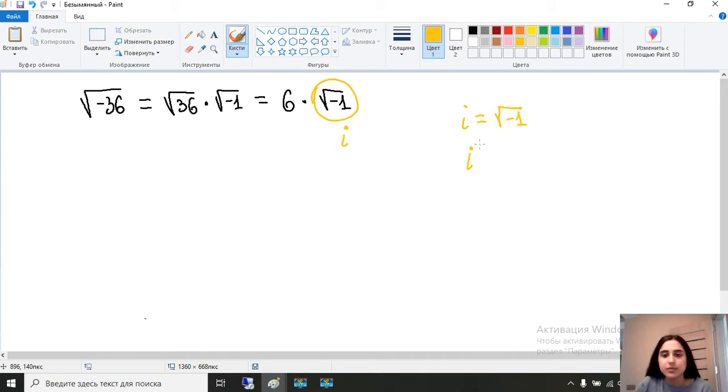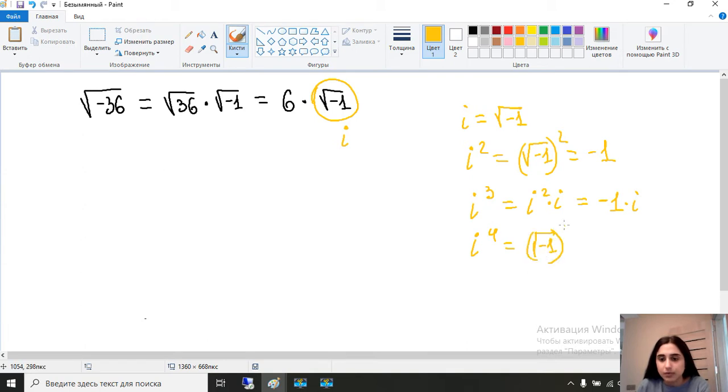From here I may find i squared, which is the square root of negative 1 squared, so just negative 1. Then if I have i cubed, because I have an odd power, I need to express it first with the even one. So this will be i squared times i. Because i squared is negative 1, this will be negative 1 times i. And then i to the power of 4 is the square root of negative 1 to the power of 4, so just 1. Or if I have i to the power of 5, this will be i to the power of 4 times i. Because i to the power of 4 is 1, it will be just i.